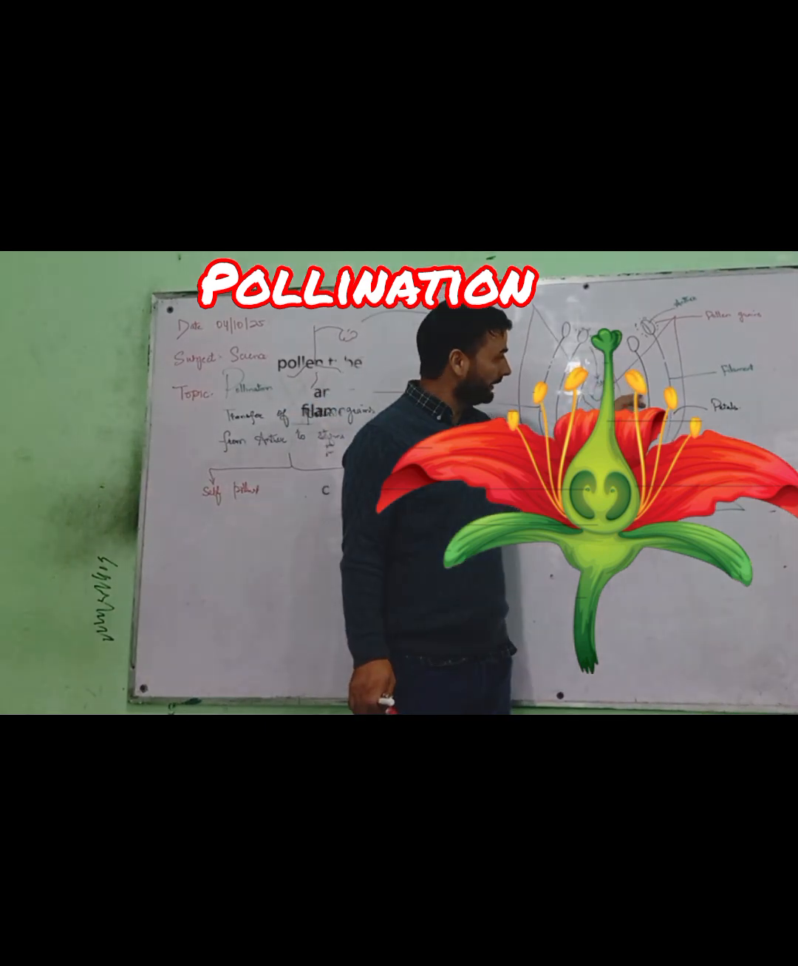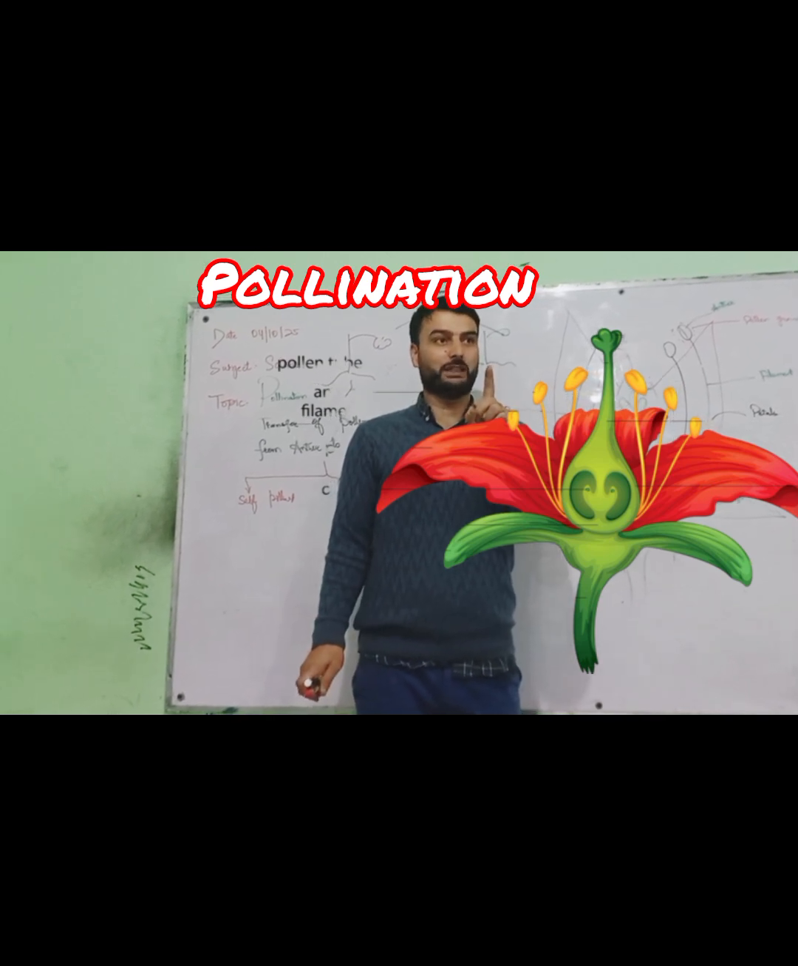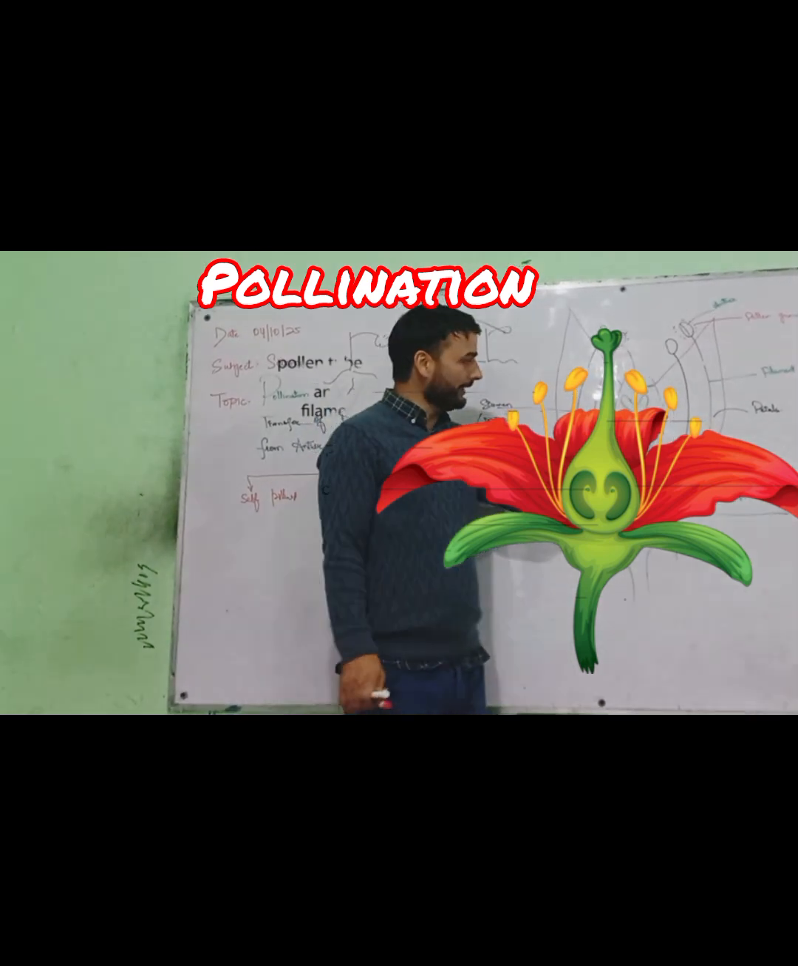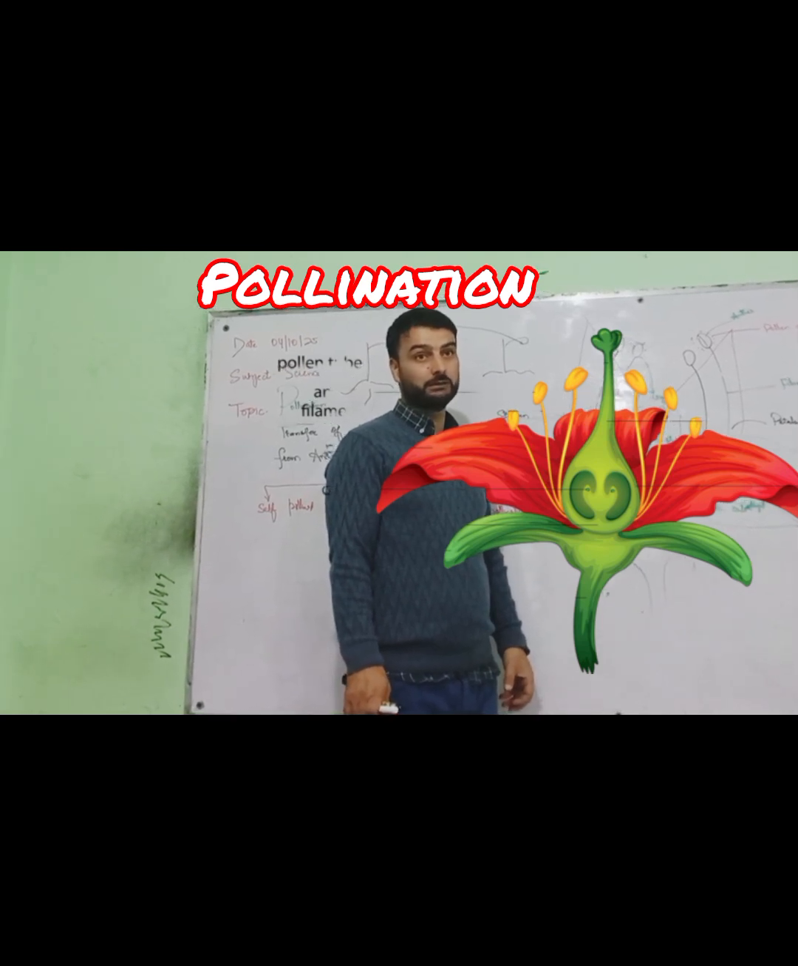First one is this part. This part is known as stamen. Yes, the male reproductive part of a flower. And second is, my dear, this green part, the female reproductive part of a flower.